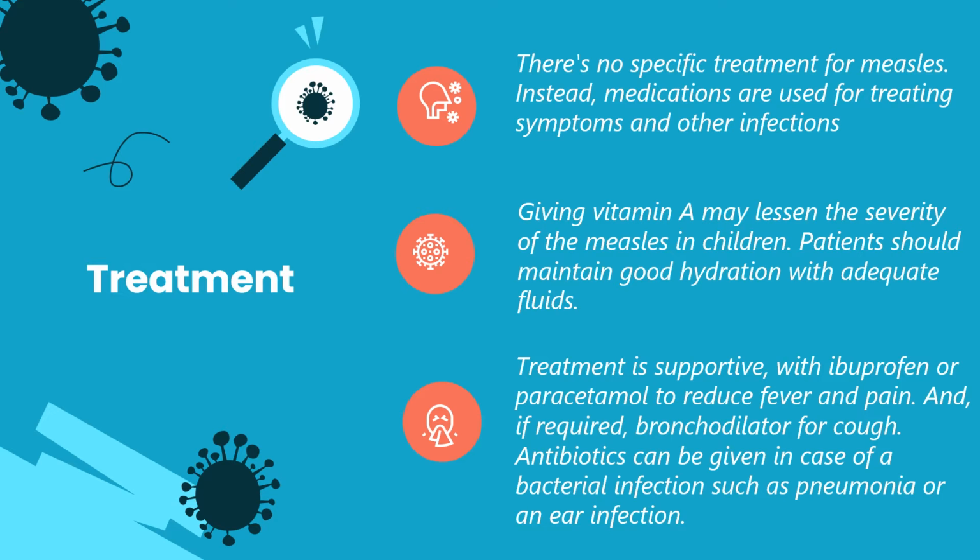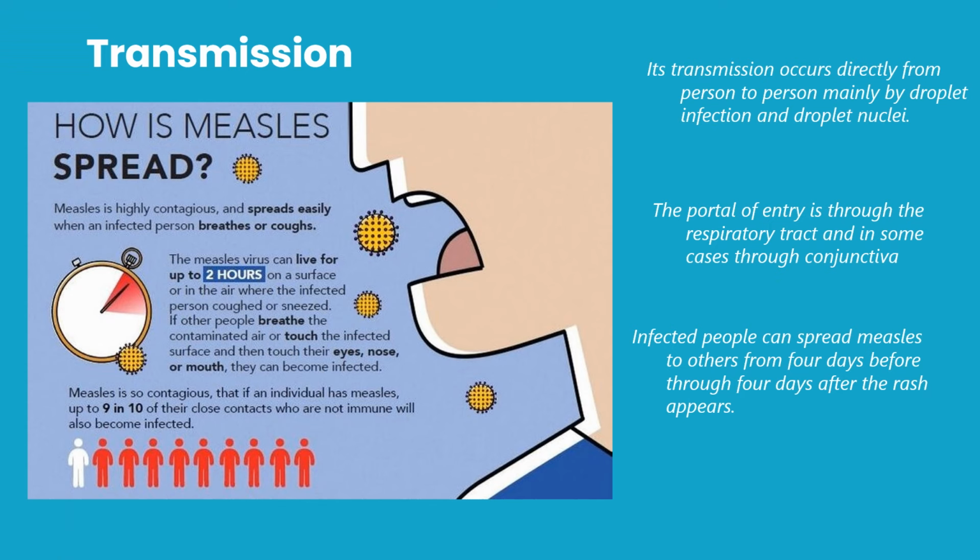Treatment. There is no specific treatment for measles. Instead, medications are used for treating symptoms and other infections. Giving vitamin A may lessen the severity of measles in children. Patients should maintain good hydration with adequate fluids. Treatment is supportive, that is, ibuprofen or paracetamol is given to reduce fever and pain. Also, if required, bronchodilators are given for cough. Antibiotics can be given in case of a bacterial infection such as pneumonia or an ear infection.